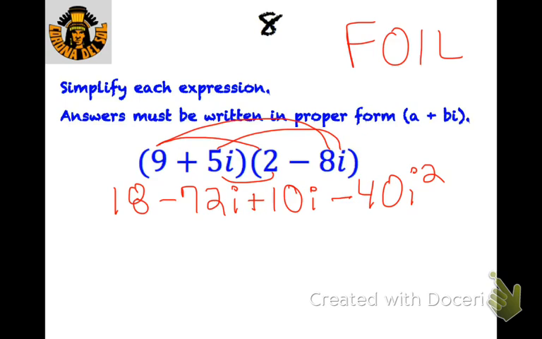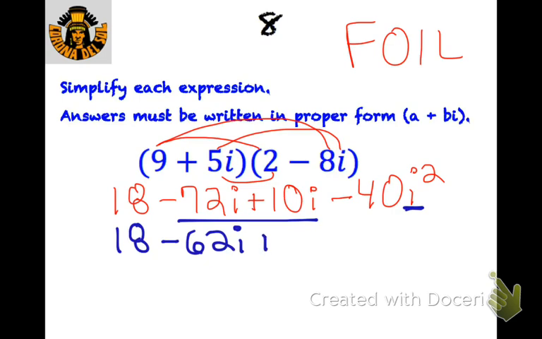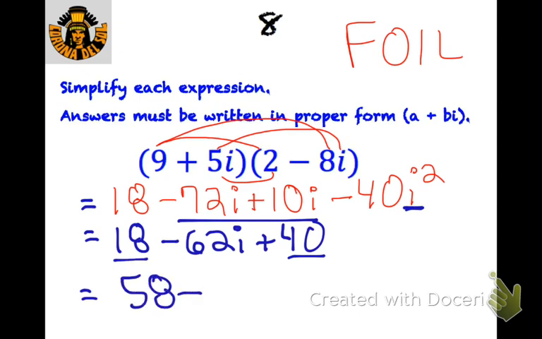Now we just simplify. This can be in as many steps as you like, but I just do 18 and then I combine these two middle guys, so that would be minus 62i. And then anytime there's an i squared, we just know that that equals negative 1 times the negative 40, so that just changes the sign on this one, so that makes it plus 40. So now we combine the numbers. So then that's 58 minus 62i.